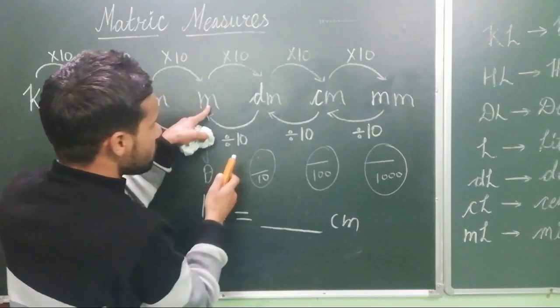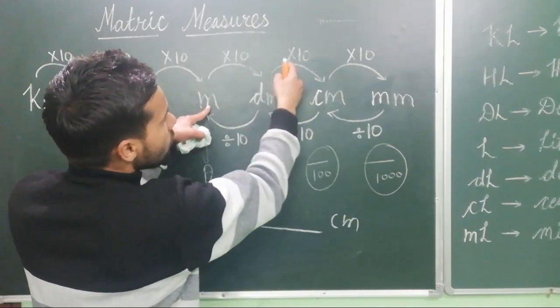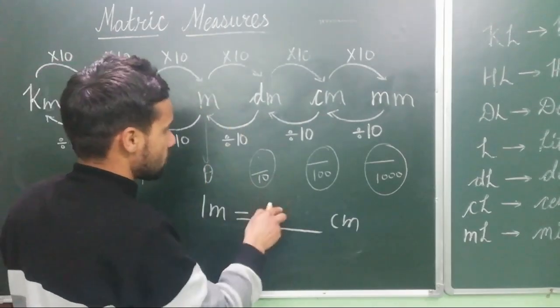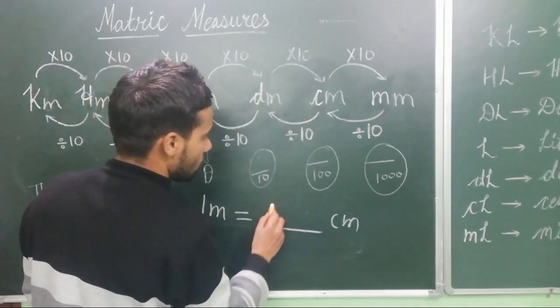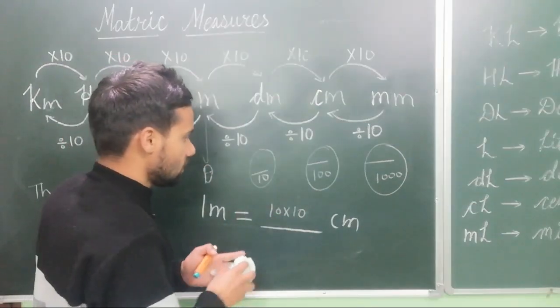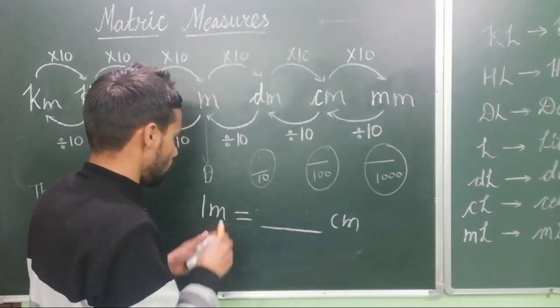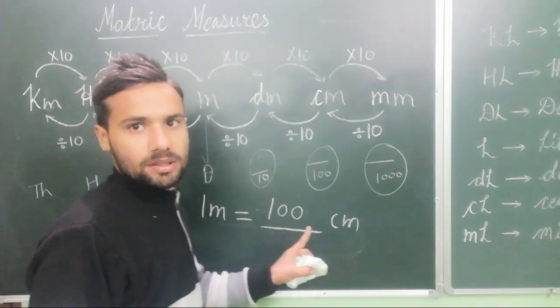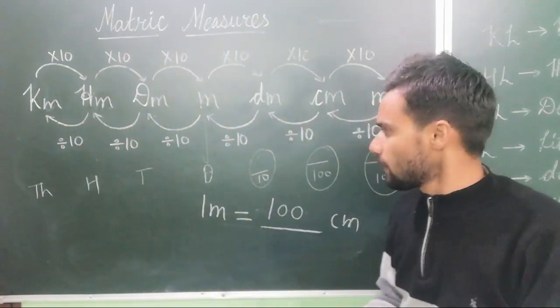If you want to convert this meter into centimeter, then how many times do you multiply 10? 2 times. So 10 times 10, what you get? 100. That means, what is the right answer? 1 meter is equal to 100 centimeter. I hope you understand these things very well.